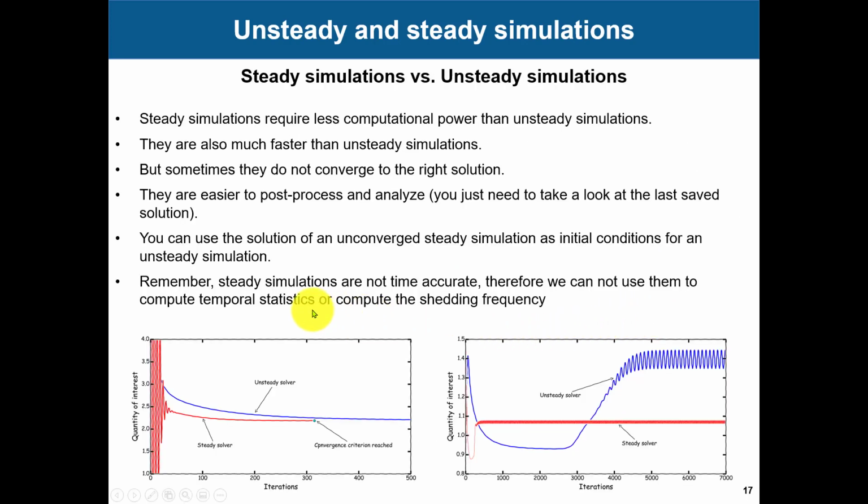So what happened when I run unsteady solvers? Here let's compare the solutions. See, the blue one is an unsteady solver. You need to run for a longer time. Here I'm just stopping this solution at 500. See that this one, the steady one, converges in 300 iterations, while this one needs to iterate longer.